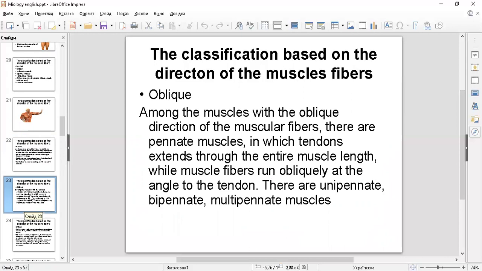Oblique. Among the muscles with an oblique direction of the muscle fibers, there are pinnate muscles in which tendons extend through the entire muscle's length, while muscle fibers run obliquely at an angle to the tendon. There are unipinnate, bipinnate, and multipinnate muscles.